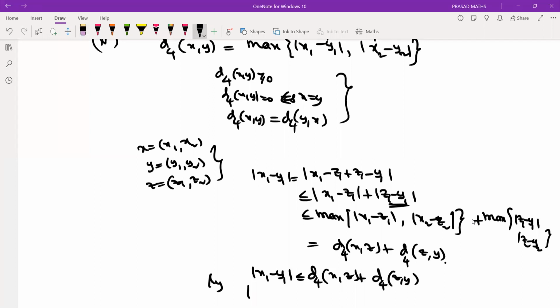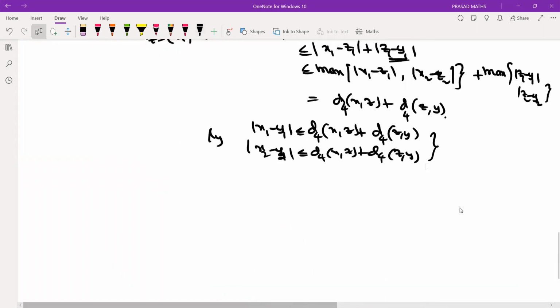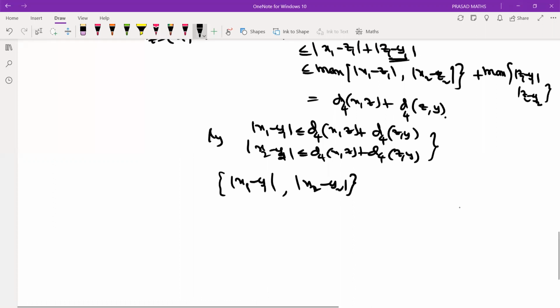Similarly, one can prove it. If I consider this term, I'm going to get this. If you consider this term, the same, less than or equal to the distance of x comma z plus z comma y. So by using this, for the set x1 minus y1, x2 minus y2, this is an upper bound. Because it is an upper bound for the set, the set has a least upper bound, that is the supremum. Therefore the supremum, since it is a finite set, is a maximum. Therefore this maximum is always less than or equal to this.